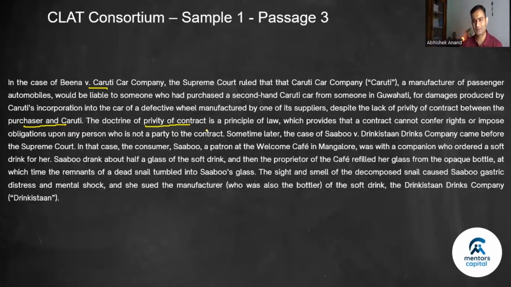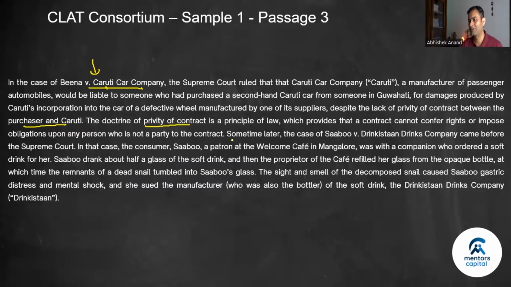Obviously there are certain exceptions to the law of privity of contract, but इस passage में exceptions की बात नहीं करी है. इस passage में बोला है कि ये doctrine of privity of contract थी, जो इस case में was not applied because this second-hand car owner did not have a contract with Karuti Car Company, but the court said that the car company is still liable to pay.